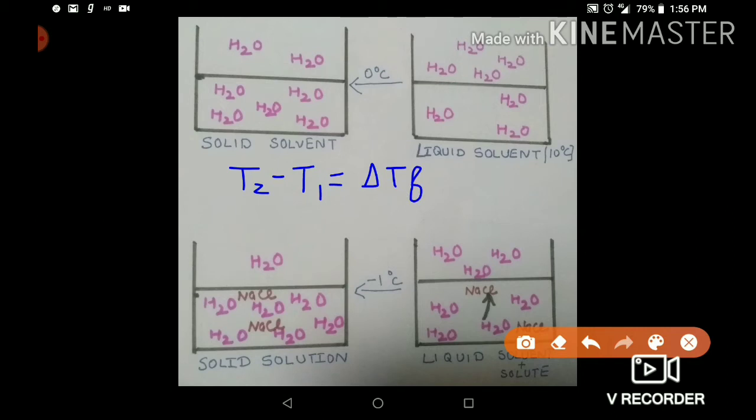So here, T1 is 0 degrees Celsius. So 0 degrees minus -1 comes out to be +1, which is the change in the freezing point.